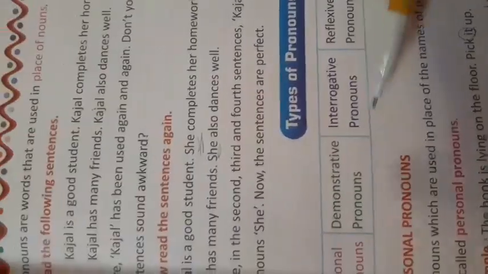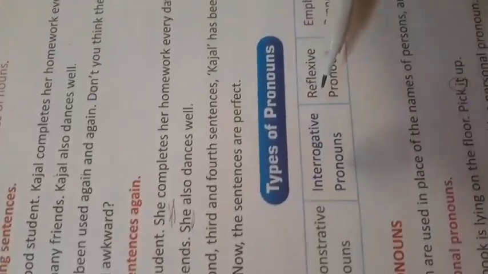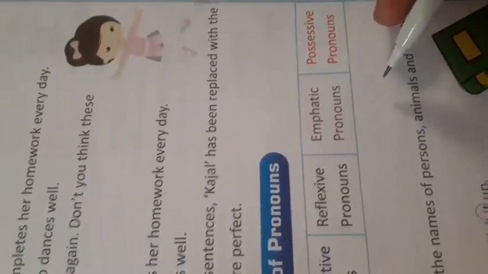So how many types of pronouns are there? There are 6 types of pronouns. First, the personal pronoun. Second, the demonstrative pronoun. Third, the interrogative pronoun. Then the reflexive pronoun, the emphatic pronoun, and the possessive pronoun. So now first of all, come to the personal pronoun.